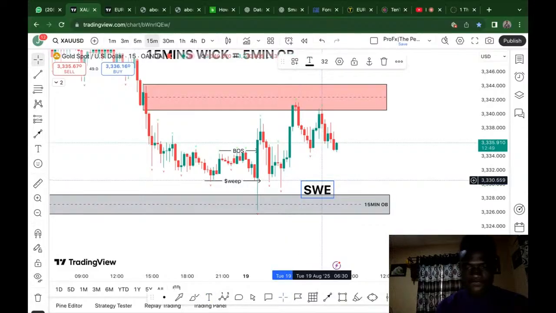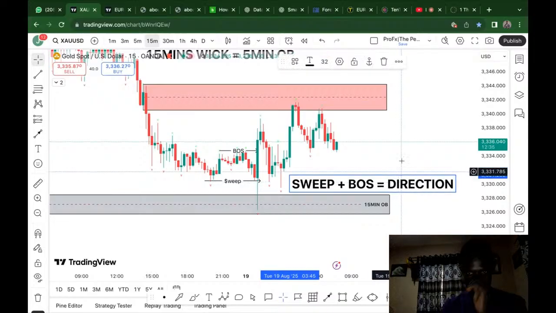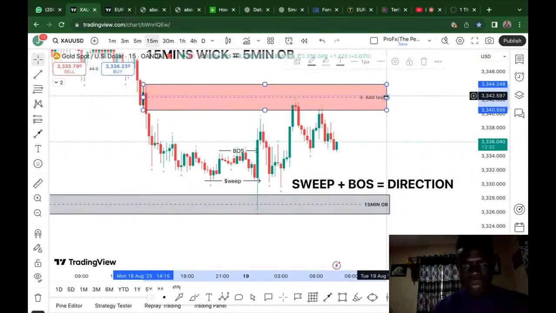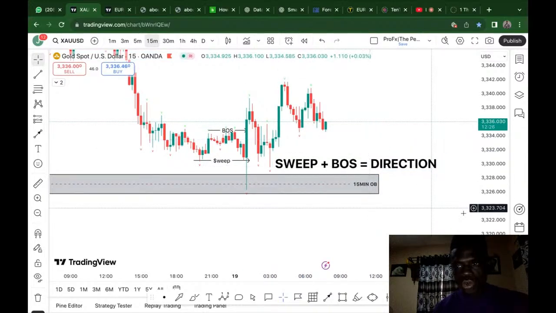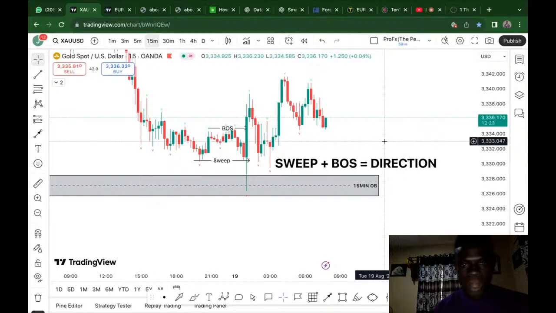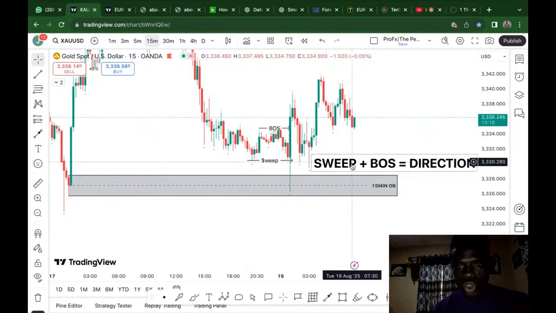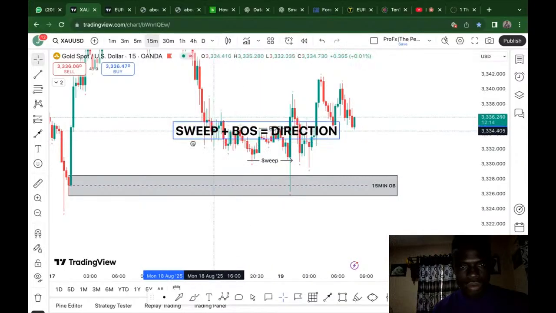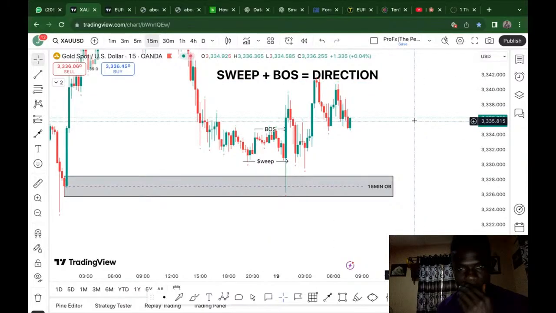Everybody, sweep plus BOS equals what? Direction. Type. I'm wrapping up here. A sweep plus a break of structure equals what? Direction. Okay? Whether it's uptrend or downtrend. A sweep plus break of structure equals what? Direction.